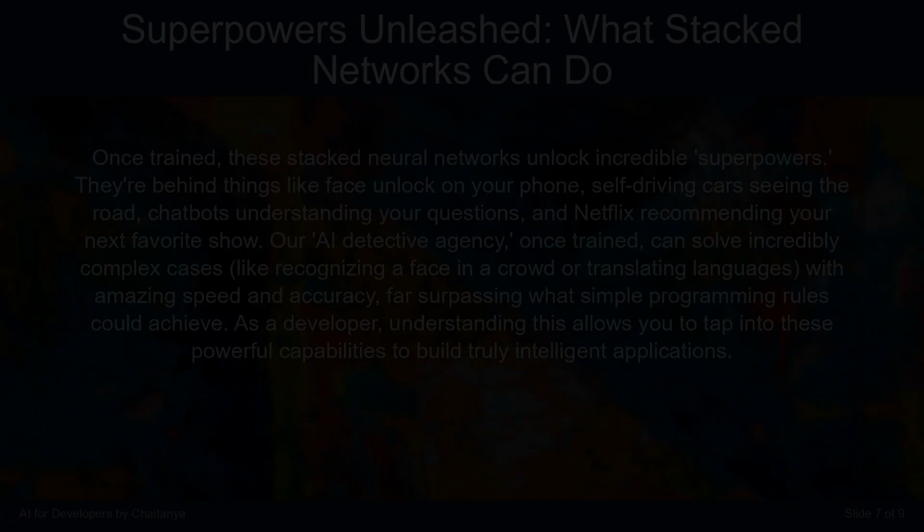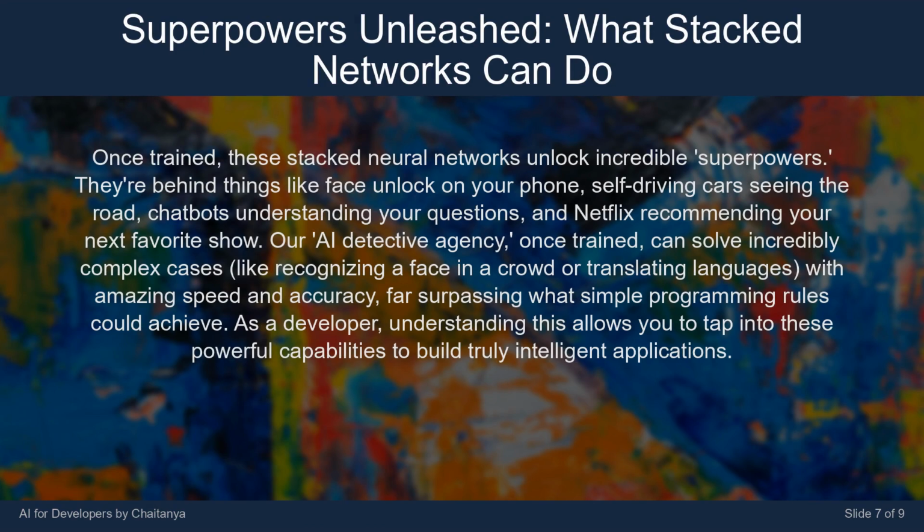Once trained, these stacked neural networks unlock incredible superpowers. They're behind things like face unlock on your phone, self-driving cars seeing the road, chatbots understanding your questions, and Netflix recommending your next favorite show. Our AI detective agency, once trained, can solve incredibly complex cases, like recognizing a face in a crowd or translating languages, with amazing speed and accuracy, far surpassing what simple programming rules could achieve. As a developer, understanding this allows you to tap into these powerful capabilities to build truly intelligent applications.